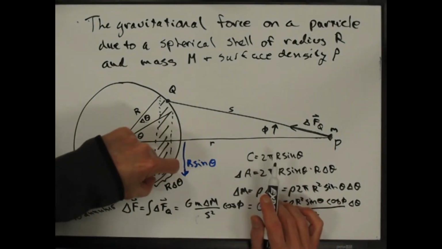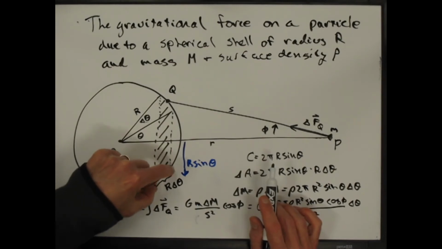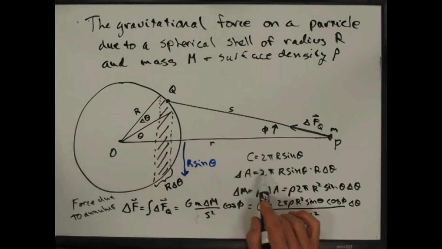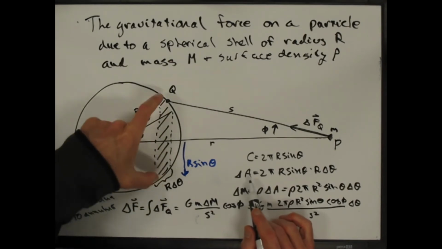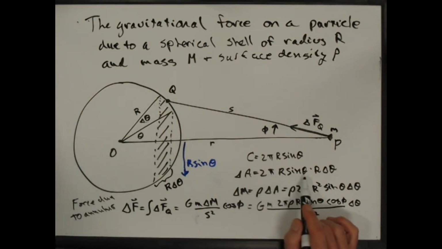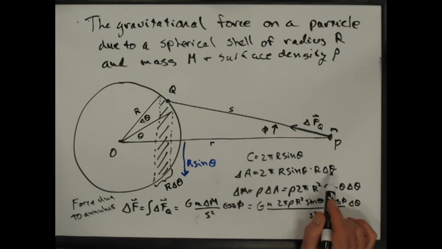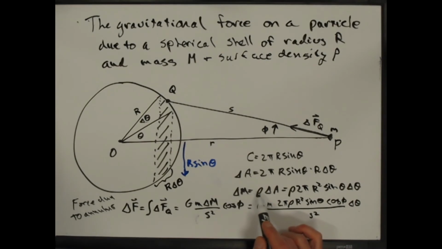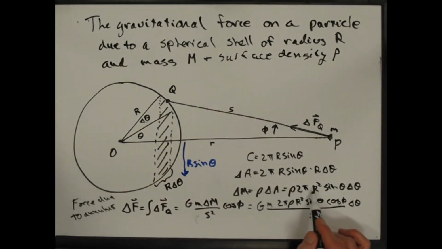The area of the ring, I now have to include its width, is r delta theta. And so the area of the ring, the little delta area element for the whole ring, is 2 pi r sine theta, that's its length, times r delta theta, that's its width, right? It's infinitely thin, so we don't have to worry about its thickness. And that means the mass of the ring is just that times the surface density, rho. It's rho delta A, so it's rho times 2 pi, I combine the r's, r squared sine theta delta theta, right?